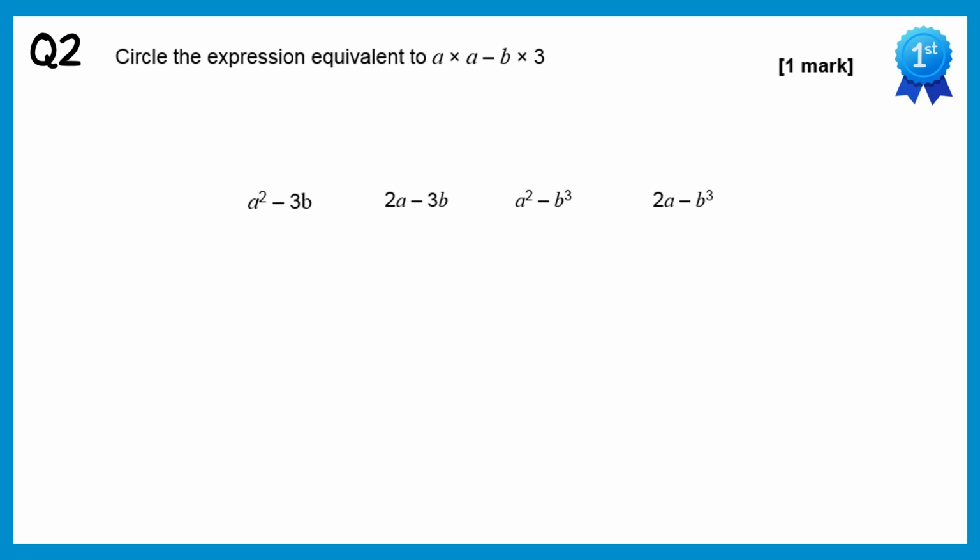For this question, we need to make sure we do the multiplies first. So a times a and 3 times b. A times a is a squared, and 3 times b is 3b, so the answer is a squared, take away 3b.